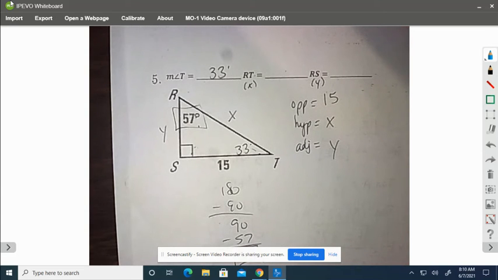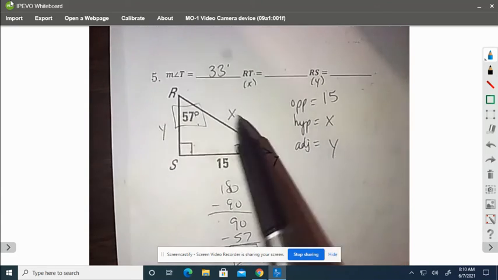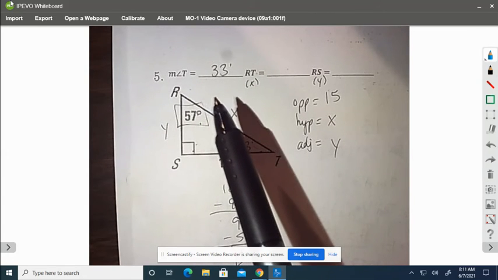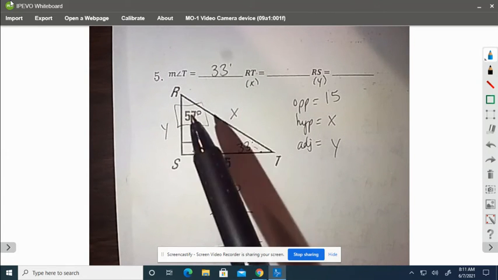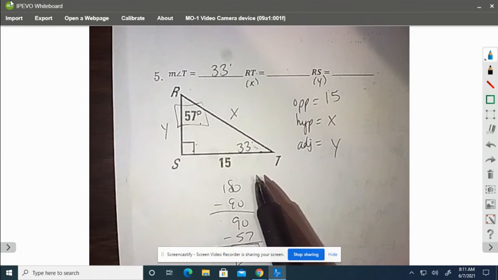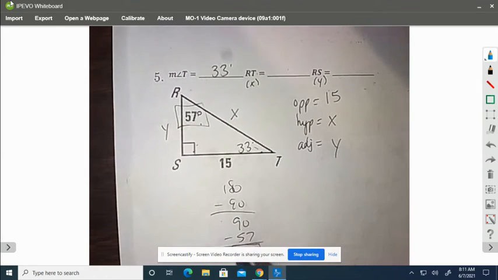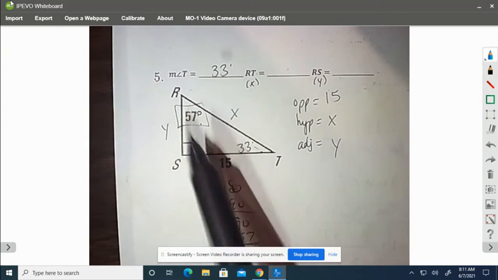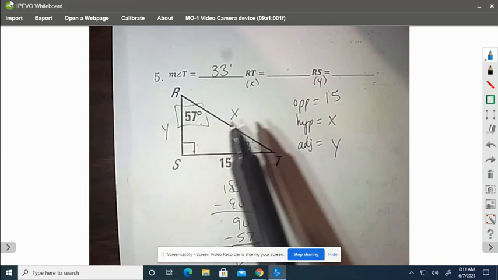Now remember, I would not use that angle 33 in any of my trig ratios to find x and y. I would stick with the 57. The reason I would not use the 33 is in case you added wrong or subtracted wrong here. If you mess that up, you're messing the rest of the problem up too. So I would stick with what they gave you, okay?